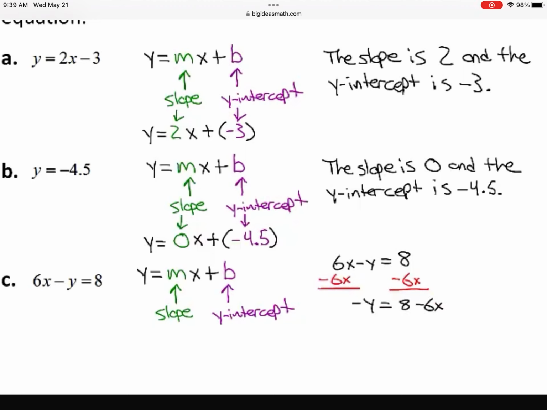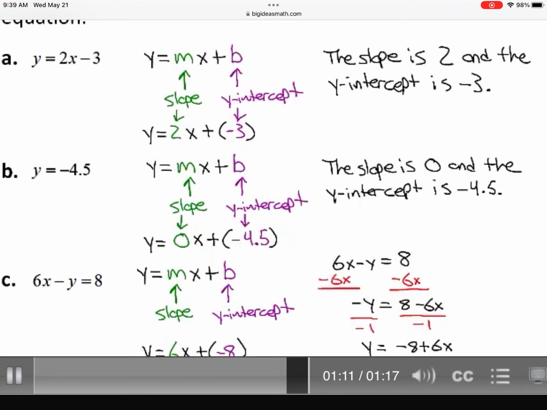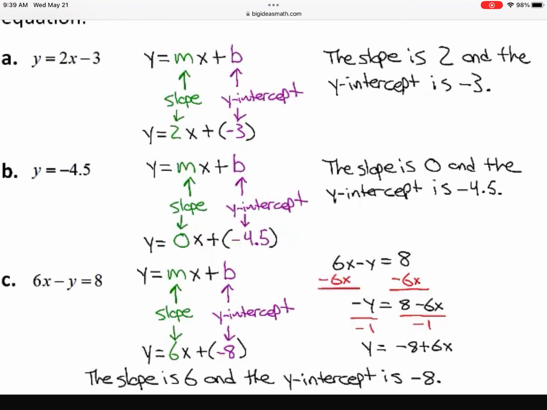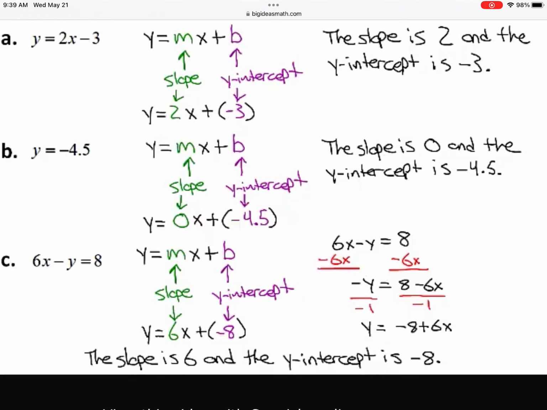Next, divide each side of the equation by negative 1. y equals negative 8 plus 6x. So the equation can be written as y equals 6x plus negative 8. So the slope is 6 and the y-intercept is negative 8.